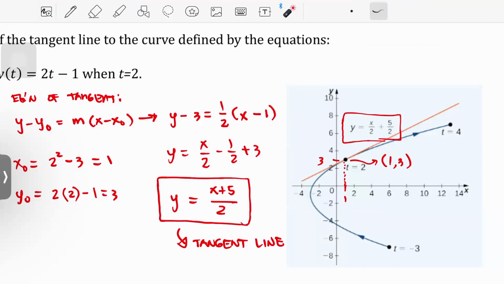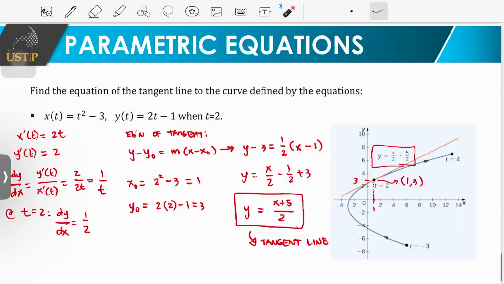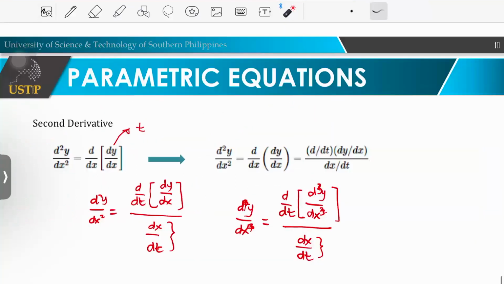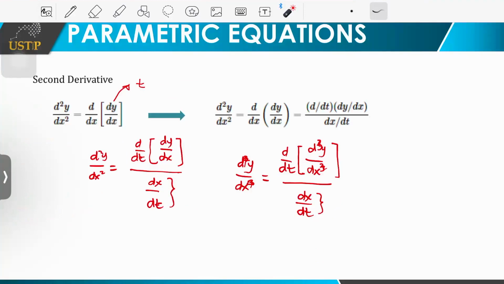Actually, this is a review, class, but now it is an application to parametric equations. But the idea is there in getting the equation of the tangent line. Okay, for the second derivative, up to the higher derivatives, it is easy. All you have to do is, from your first derivative, differentiate it again with respect to t, then divide by dx over dt.